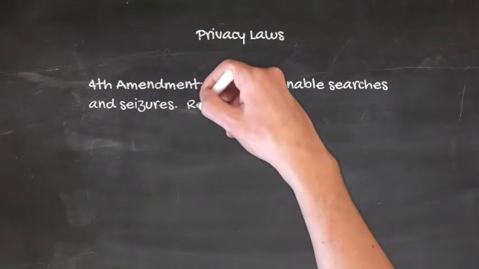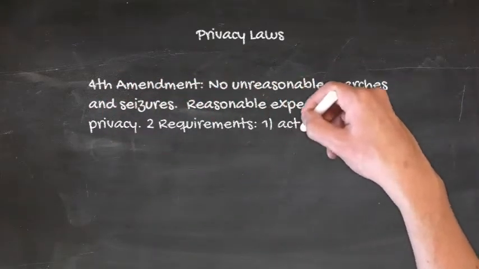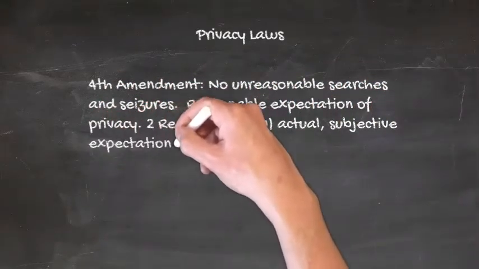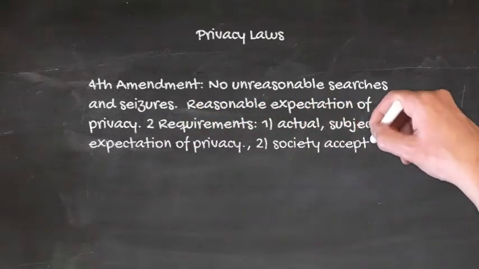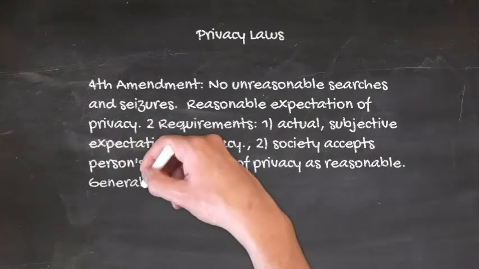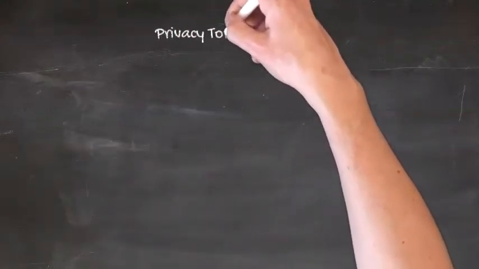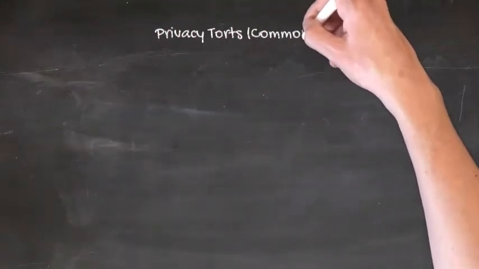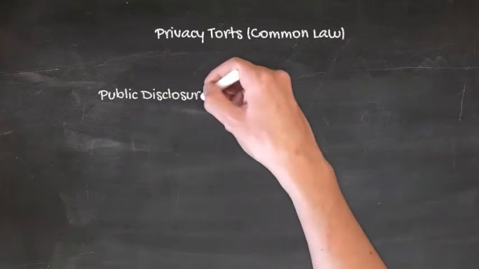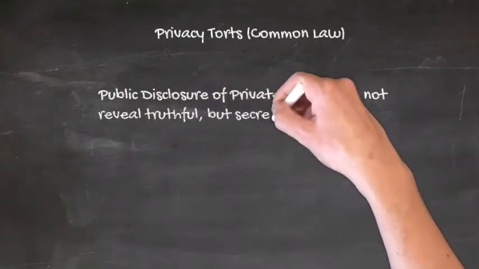The Fourth Amendment guarantees that we will not have unreasonable searches and seizures. We have a reasonable expectation of privacy subject to two requirements: an actual subjective expectation of privacy, and that society accepts that your expectation is reasonable. Now, privacy torts under the common law. There's a tort called public disclosure of private facts.